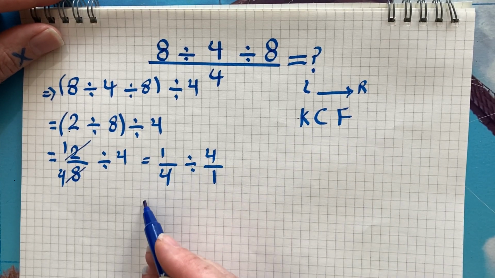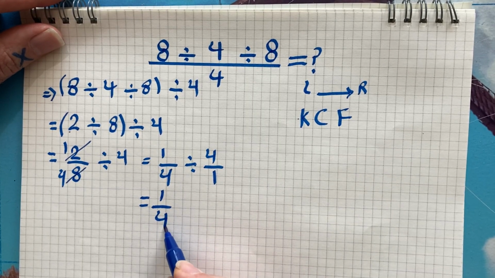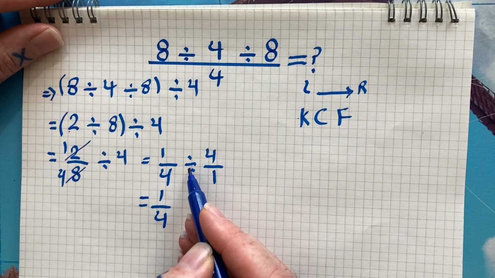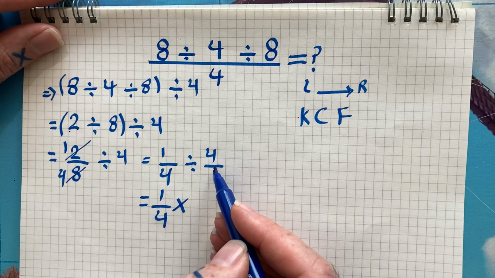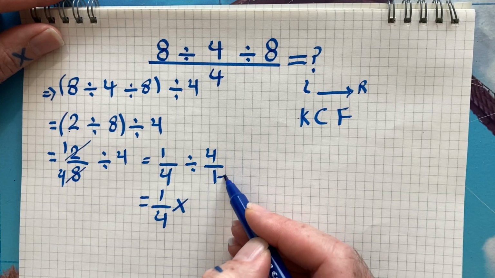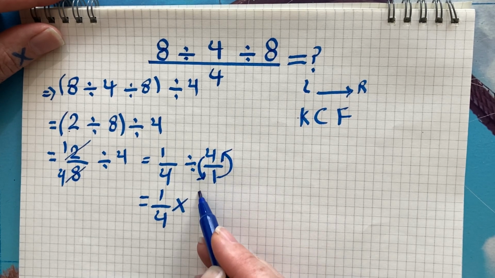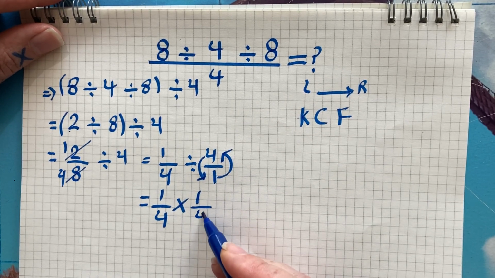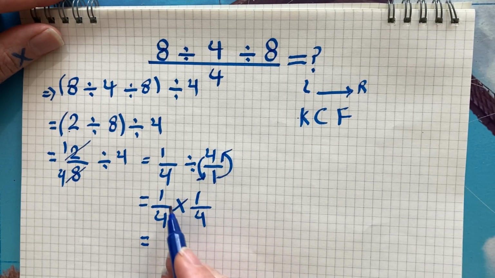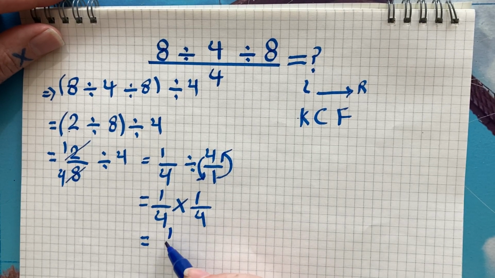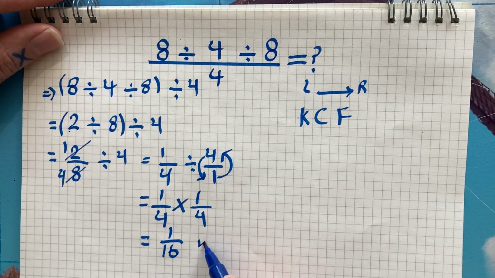Keep the first fraction. So I rewrite it here 1 over 4, right? Change division to multiplication, right? And lastly, flip the second fraction. To flip this one comes up and this 4 goes down. So it is gonna be 1 over 4. And finally, 1 over 4 times 1 over 4. 1 times 1 is gonna be 1, and 4 times 4 is 16. And this is your answer.